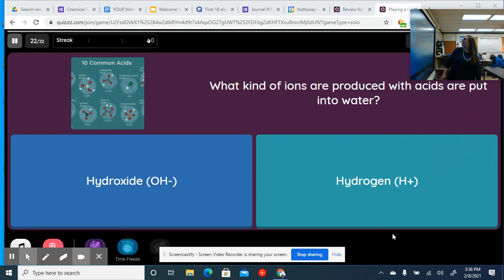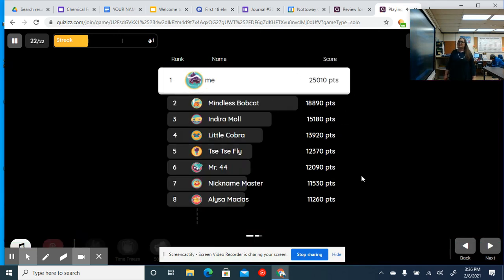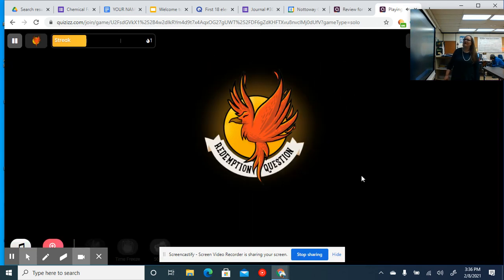All right. What kind of ions are produced when acids are put into water? Again, that pH scale. I thought we already answered this one. Hydrogen, H+. Didn't we already answer that? I might have more than one error in this thing.